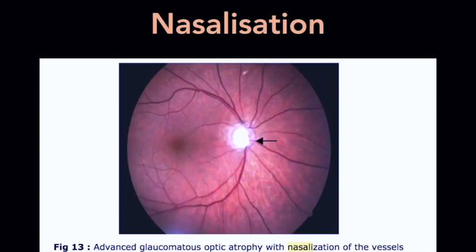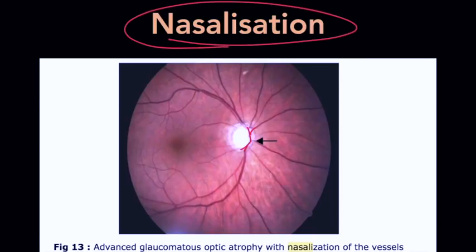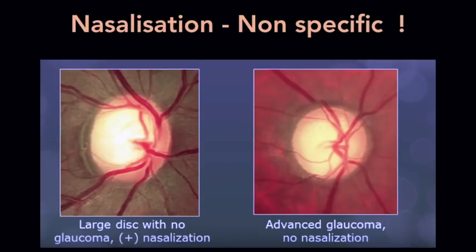Normally, when the vessels arise, they are seen nasally rather than temporally. This nasalization of vessels is more marked in glaucomatous damage, where the vessels are pushed nasally rather than temporally. So temporally you can see a very clean area, but nasally all the vessels are there. But understand, this nasalization of vessels is not very specific. As you can see in this picture, the disc is very large, but there is no glaucoma. There is a large disc with nasalization of vessels, but no glaucoma.